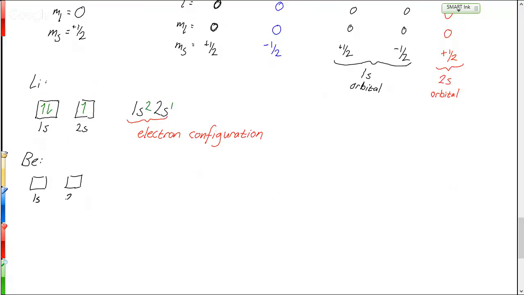So if we jump to beryllium, we now have 4 electrons to deal with. Where do they go? The first 2 are going to go in the 1s. Yeah, so we've got the same as lithium. We add 1 more. We have space for it, and the little box way of doing it shows pretty clearly that there's space for that second electron. And then we can write an electron configuration for that as well, which would be 1s2, 2s2.